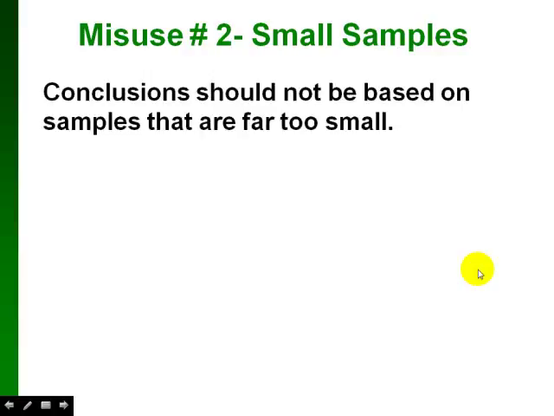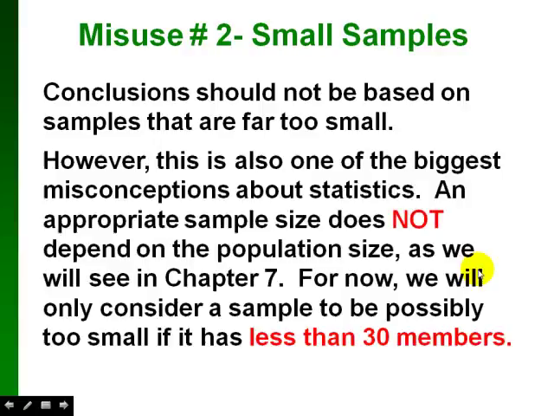Misuse number two is small samples. Conclusions shouldn't be based on samples that are far too small. But there's also a common misconception about this. An appropriate sample size does not depend on the population size. We'll talk more about this in Chapter 7.